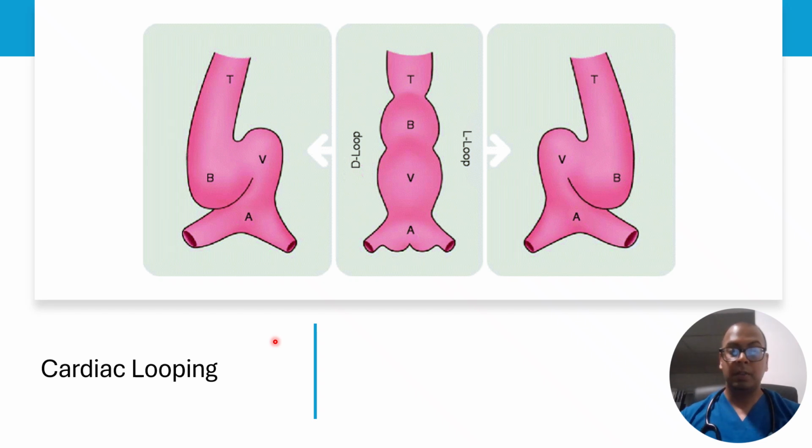All right, so now let's look visually at this. Let's look at cardiac looping. This is the heart tube here, and this is D-looping, and this is L-looping. D-looping is what normally should happen in us. When D-looping occurs, it would place the heart on the left side of the body. If L-looping occurs, then that would result in the heart being on the right side of the body. So D-looping is normal, L-looping is abnormal.